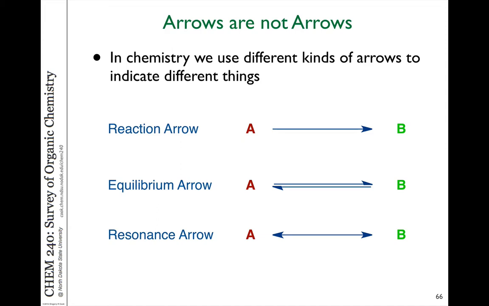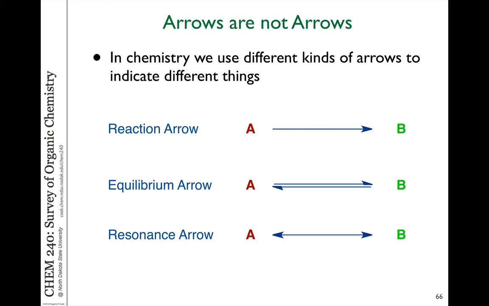If that reaction is reversible, B can go back to A, then we usually use two arrows, each pointed in different directions, what we refer to as equilibrium arrows, which you can see in the second example here. A goes to B, B goes back to A, so we have two arrows pointing in opposite directions. That refers to an equilibrium happening. The point is that both A and B exist, and they're interconverting back and forth.